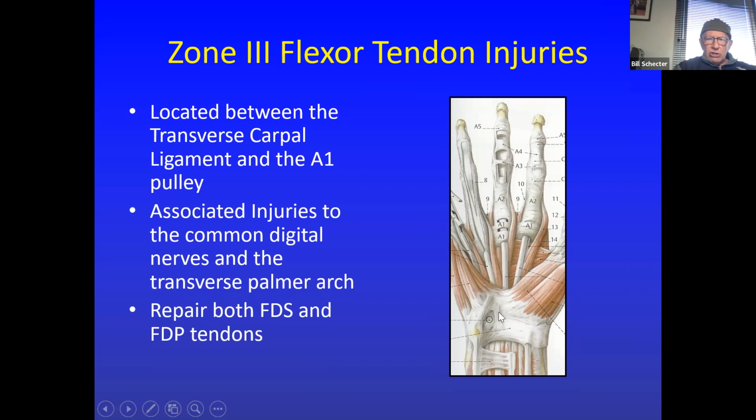So here you can see that the tendon is exiting the carpal tunnel, and it's located in the mid palm, and it's about to enter this fibro-osseous tunnel that we've talked so much about.